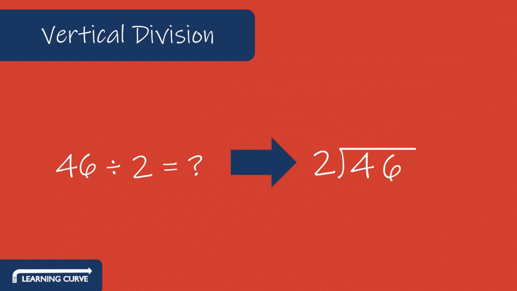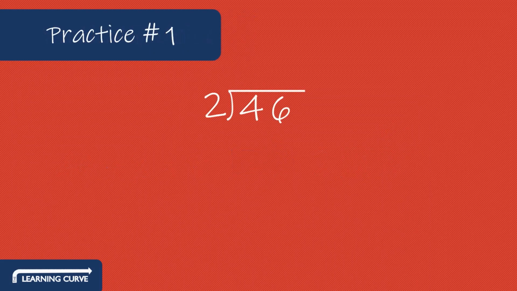So if we were doing two bigger numbers like 46 and 2, we're going to wonder what that equals. So let's get started. So we have here 46 divided by 2. That's how you read that. The first thing we're going to do is 4 divided by 2. Now 4 divided by 2 is 2. And since that's the case, we do 2 times 2, which is 4.